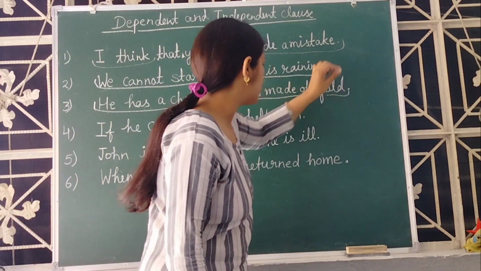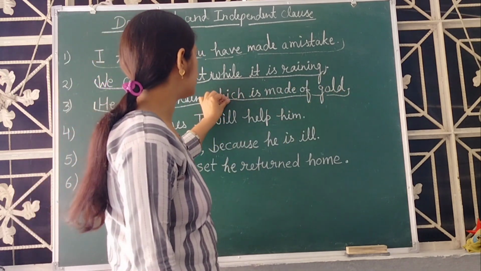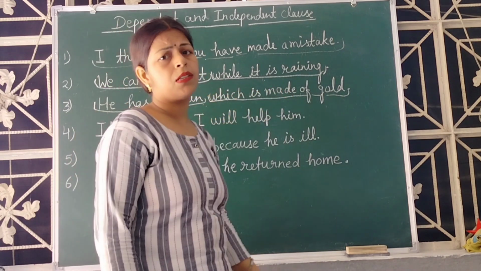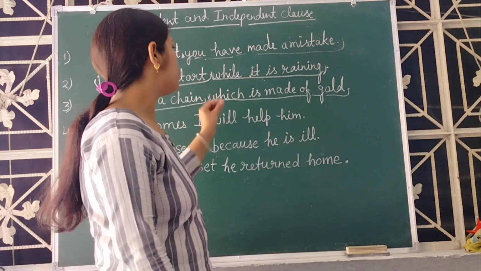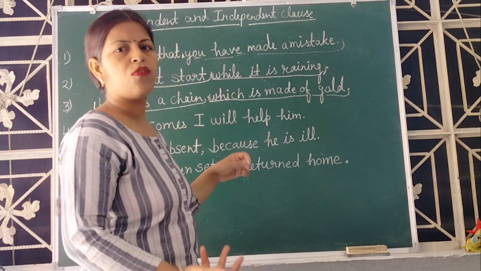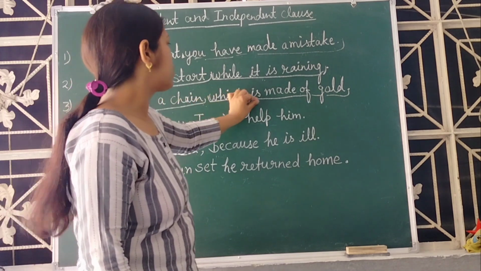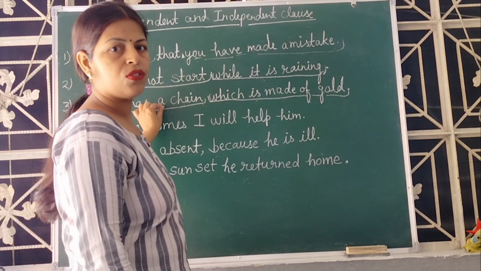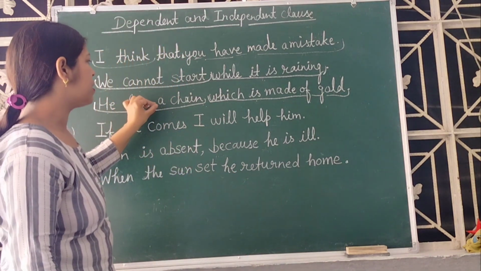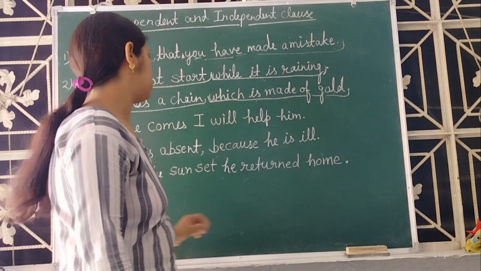Now we will see this part of the sentence, which is made of gold. Again, which is our subject, is our verb. Again we have a subject plus verb combination, but which is made of gold. Which? What are we talking of? So we are talking of chain. This clause depends on this clause to make a complete sense. So here it is an independent clause and it is a dependent clause.